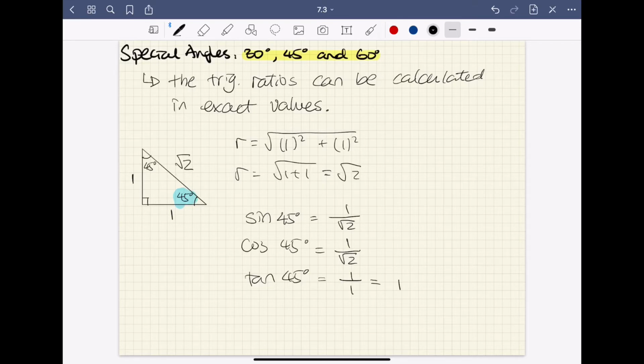Okay, so we know that sine 45 is equal to 1 over root 2, cos 45 is equal to 1 over root 2, and tangent 45 is equal to 1. And this is our 45-degree angle.